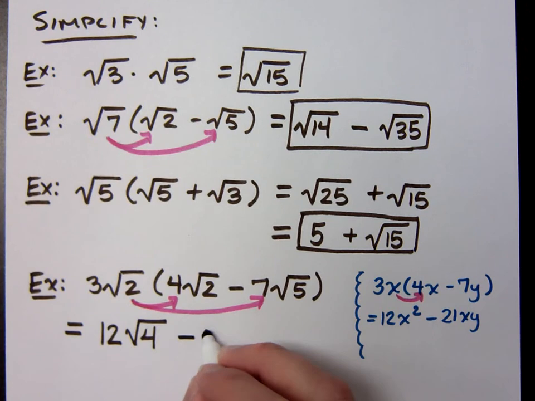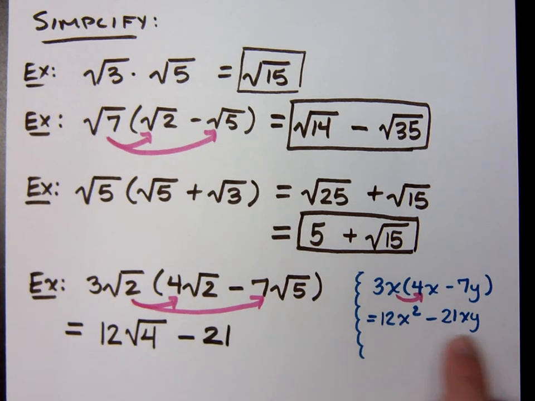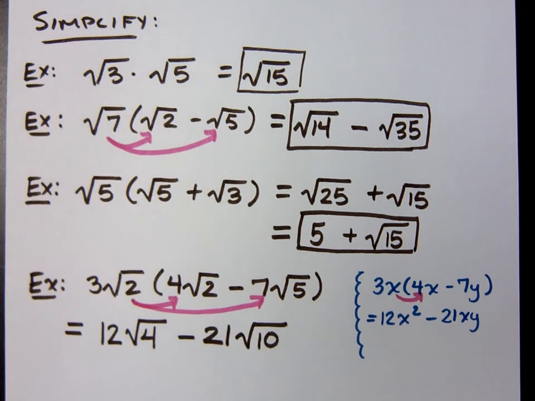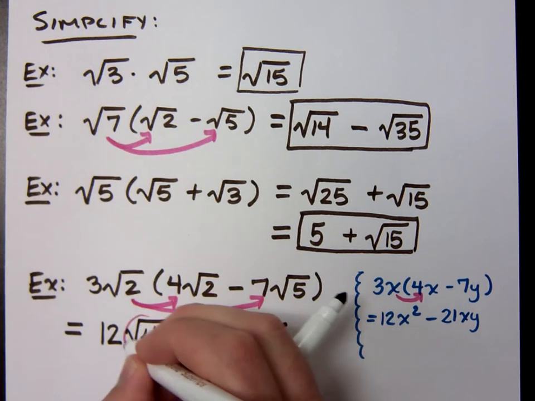Minus 21. And then you multiply the radicals, and what do you get? Square root of 10. Square root of 10. Am I done? Why are you shaking your head no? Oh yeah, 4 can be square rooted. We can evaluate the square root of 4. What's the square root of 4? So this whole guy right here is equal to 2.